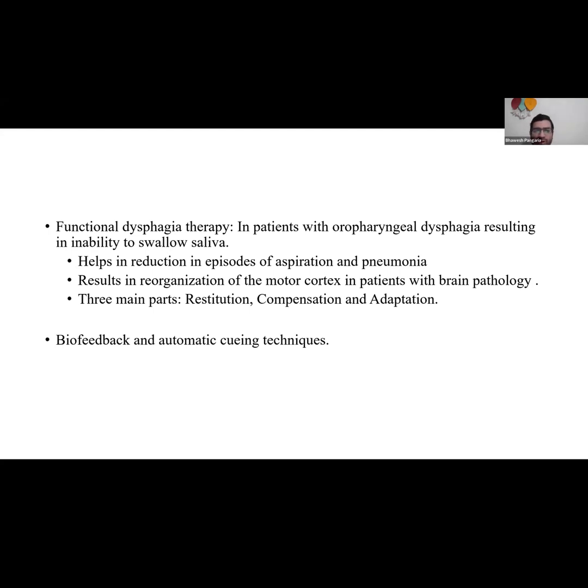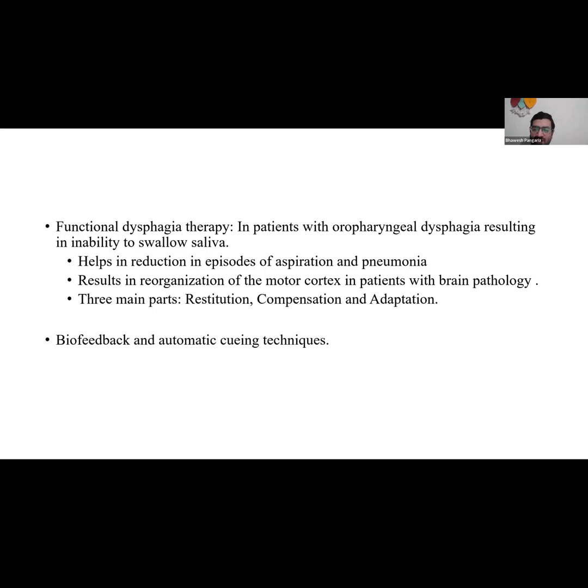The third part of functional dysphagia therapy is adaptation. Adaptation includes change of diet. We can use food and diet which will be easy for the patient to swallow. So functional dysphagia therapy consists of restitution, compensation, and adaptation. Other than that, biofeedback and automatic cueing techniques are also helpful.